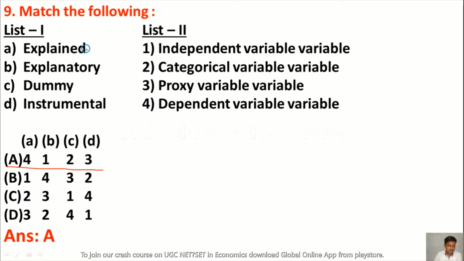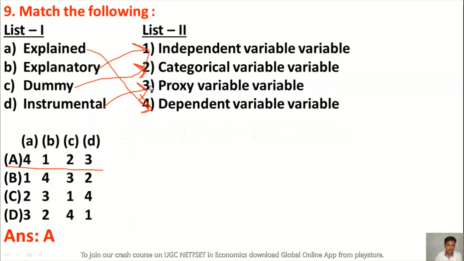So the explained variable is known as the dependent variable, and the explanatory variable is known as the independent variable. Please remember, dummy variable means categorical variable, and instrumental variable means proxy variable.